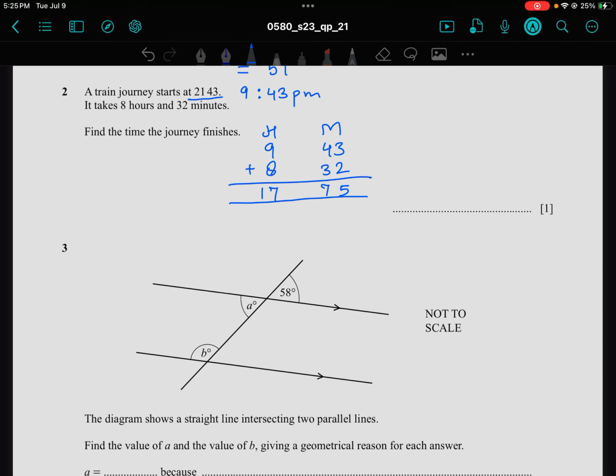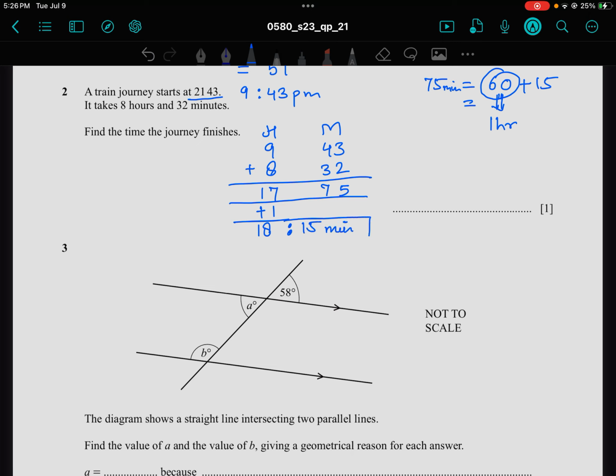We all know 75 is the minute time. Minute time cannot be written as more than 60. So we can break this as 60 plus 15. As soon as it becomes 60 minutes, we can change this 60 into 1 hour. So hour can be added to hours only. So 17 plus 1 will give me 18. And the remaining minutes are 15 minutes.